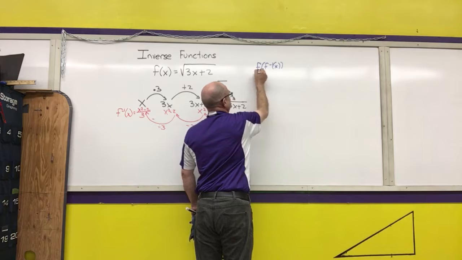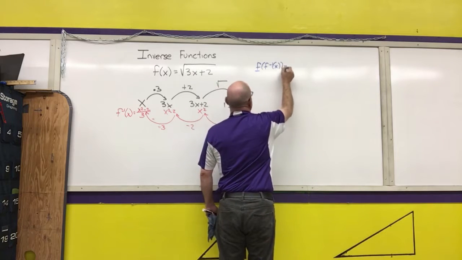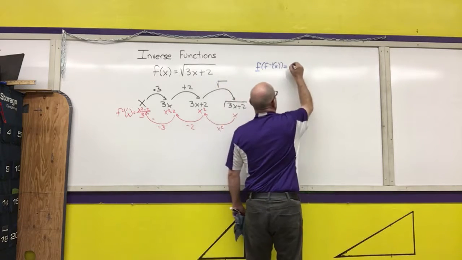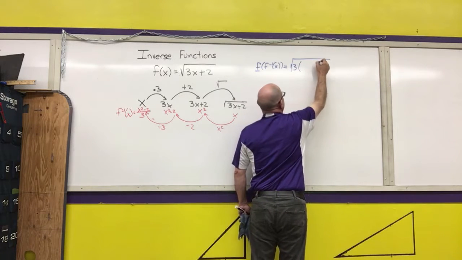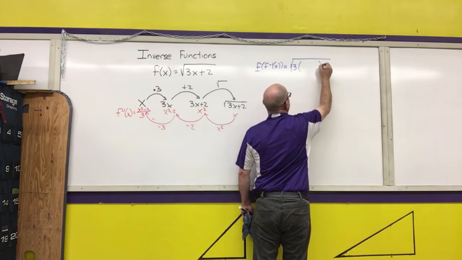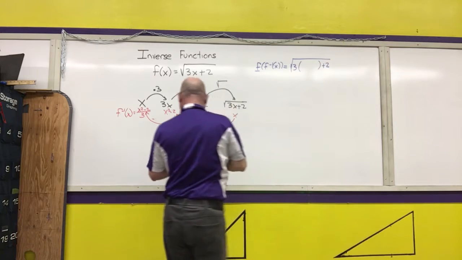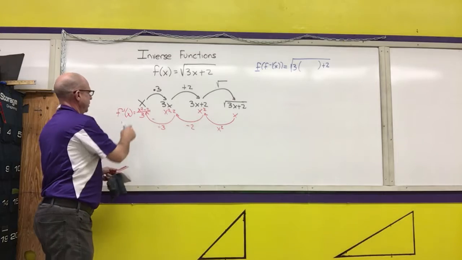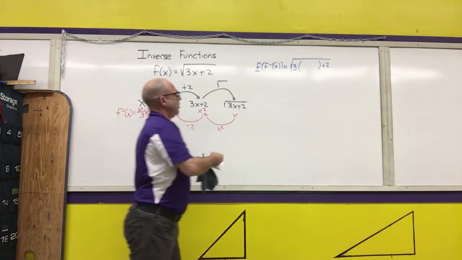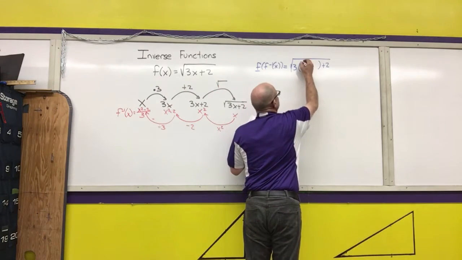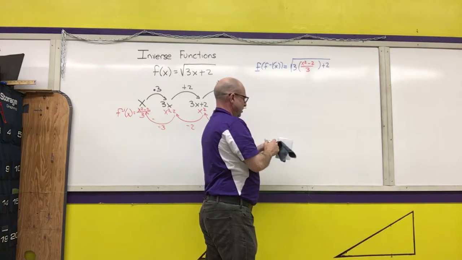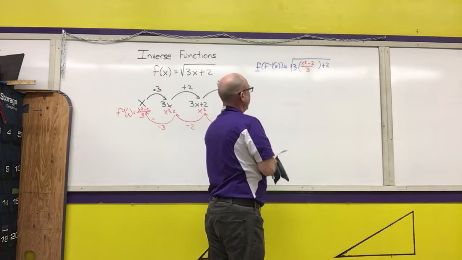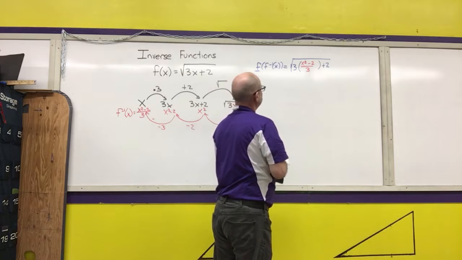Write down the outside function, which is f of x, except where there's an x, put parentheses. So I'm going to write the square root of 3 parentheses plus 2. Inside the parentheses, I'm going to write the inside function, which is x squared minus 2 over 3. And now I want to simplify. And the result of my simplification should be that I get just the letter x.